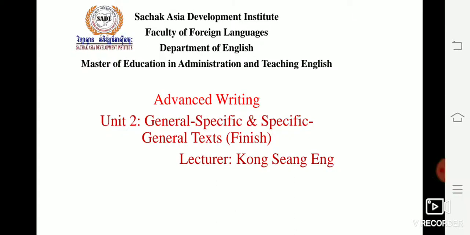Specific to general. This is the second part. Okay. So what you are doing in your introduction, this is what you call GS, general to specific, because in the introduction of your research, you will talk about the background of your research, which means that you will talk about the general things related to your topic.